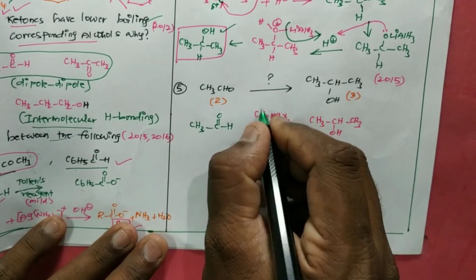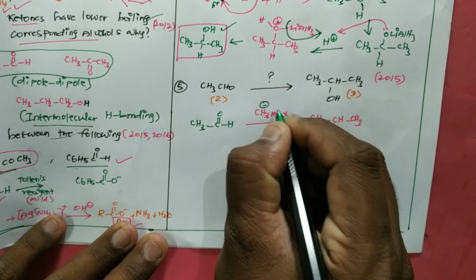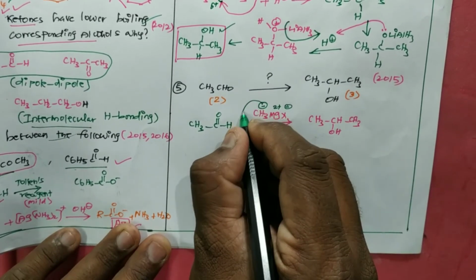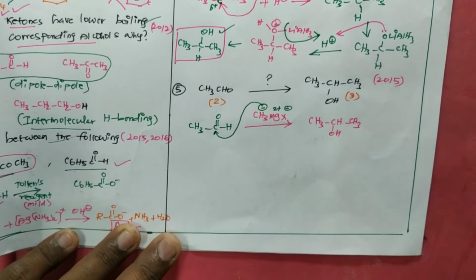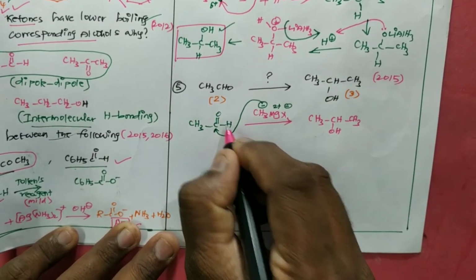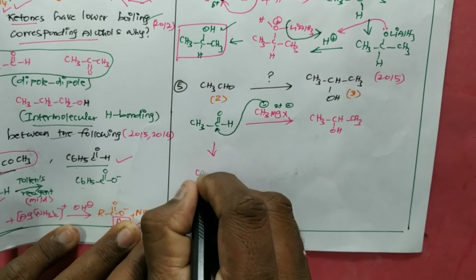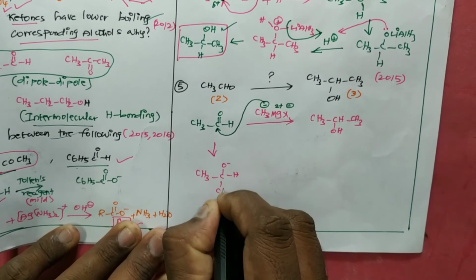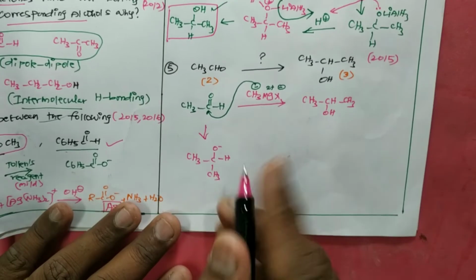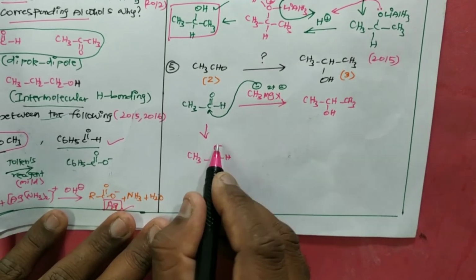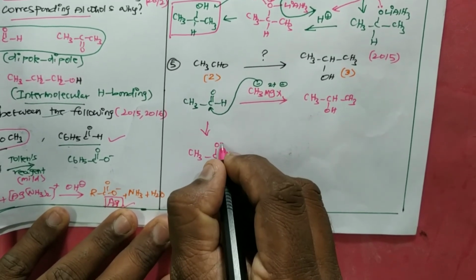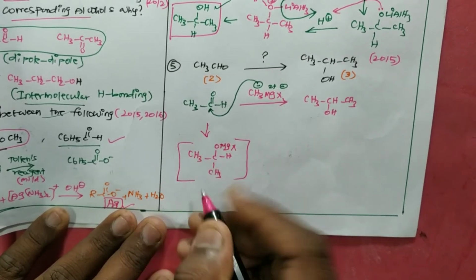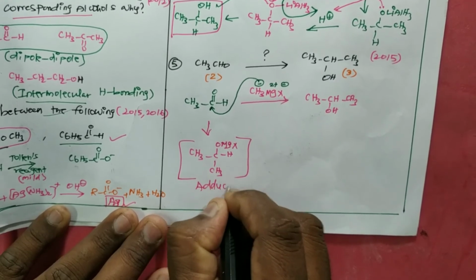Now we can check. This is having a minus charge, and this carbon is having a plus charge. So this minus charge will come and attack this positive charge. By that way, I'll be getting CH3 CO minus, and here it is H, and this CH3 will come and attach. So here the positive charge is there. This positive charge will be attached with this oxygen minus, giving MgX. So I'll be getting an adduct.